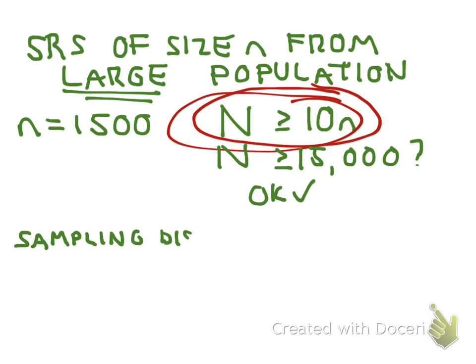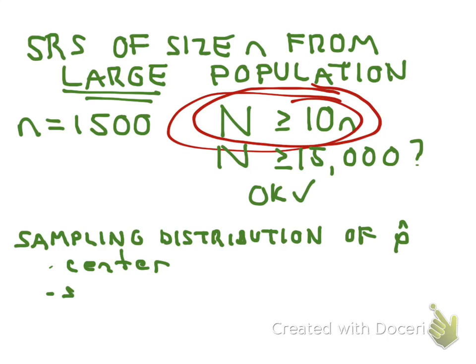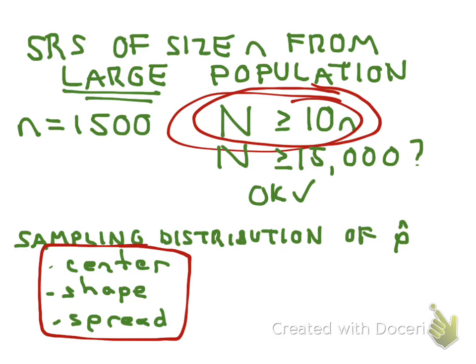So now we want to take a look at the sampling distribution of p-hat. So if we think about a distribution, there's really three things we need to know. We need to think about the center, the shape, and the spread, and once we have all three of these things, we'll be able to do our probability problem. So let's take a look at them one at a time.